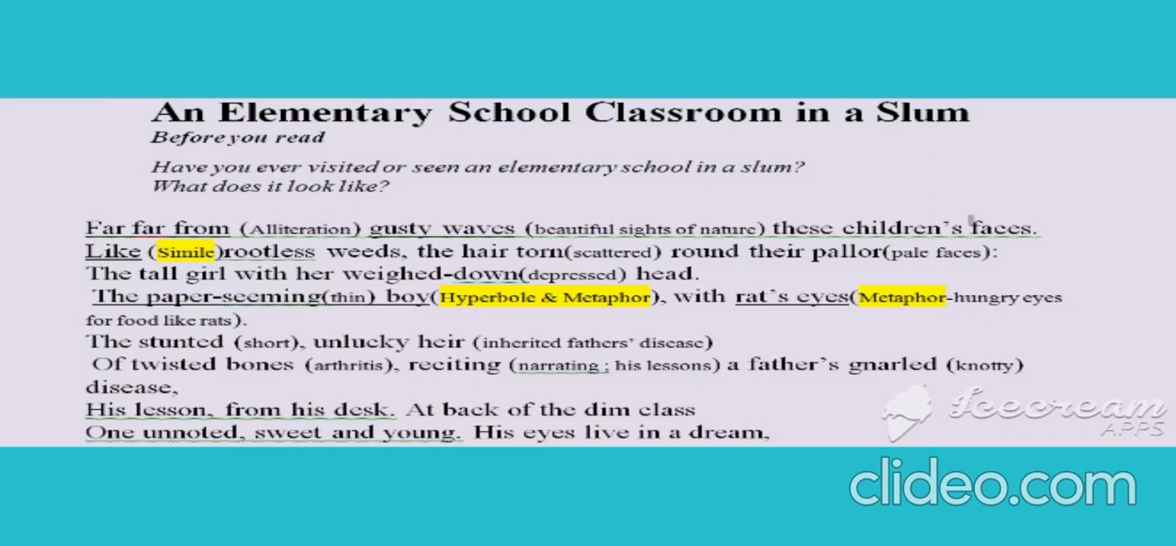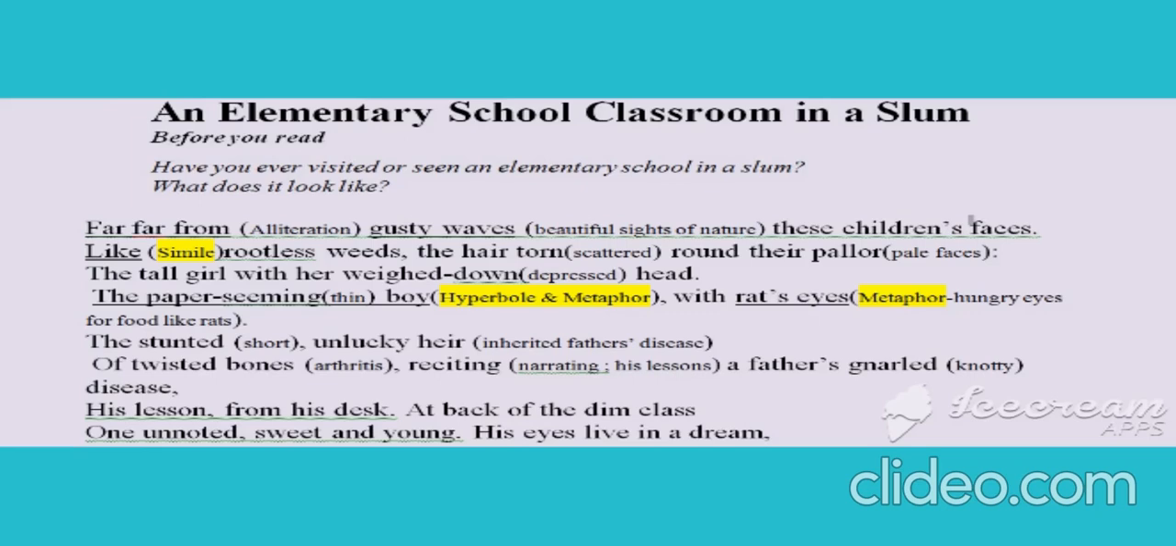Far, far from gusty waves, these children's faces, like rootless weeds. So first line, first three words, F, F, F, alliteration. Then these children's faces like, so this word like is comparison. Rootless weeds, faces are compared with rootless weeds, it is simile.